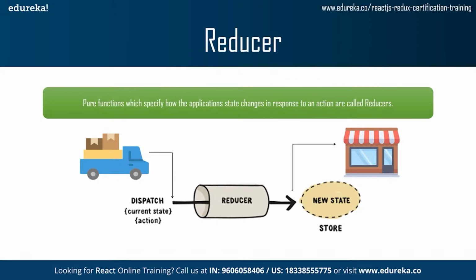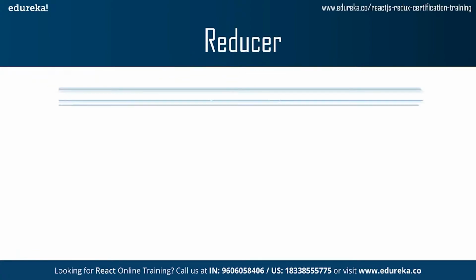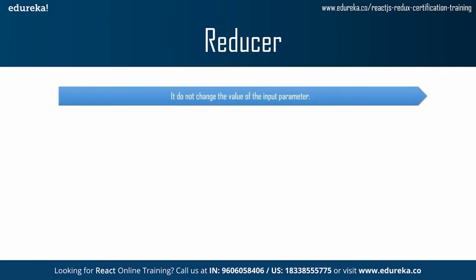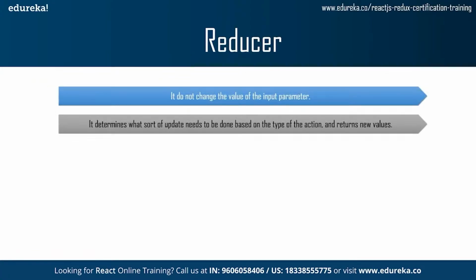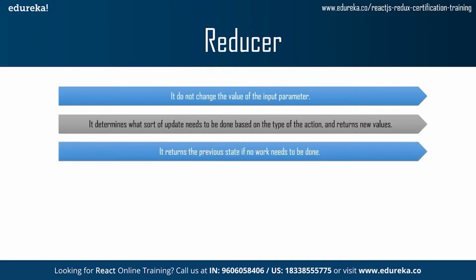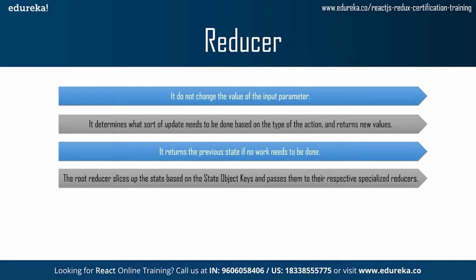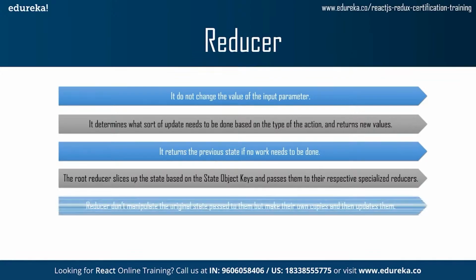Some pointers to be considered for reducers are: they do not change the value of the input parameter. They determine what sort of update needs to be done based on the type of the action and return new values. It returns the previous state if no work needs to be done. The root reducer slices up the state based on the state object keys and passes them to their respective specialized reducers. Reducers don't manipulate the original state passed to them, but make their own copies and then update them.